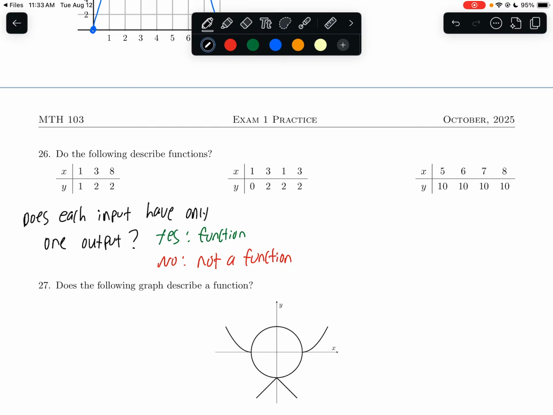So for the first one, yes, because, well, each input only appears once. So definitely they all have to be associated with, right? There's never a case where the same input has two different outputs. Conversely, this one's not a function because the issue is one has an output of 0 and one also has an output of 2. Okay, that is why it fails.